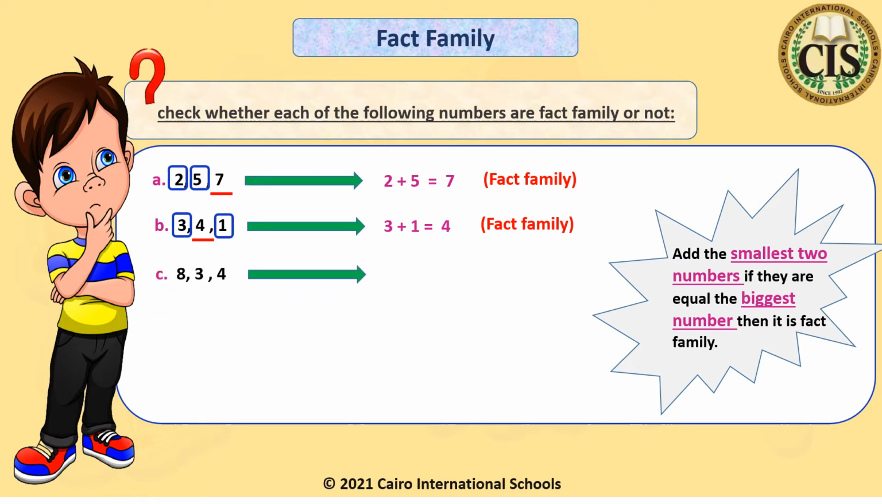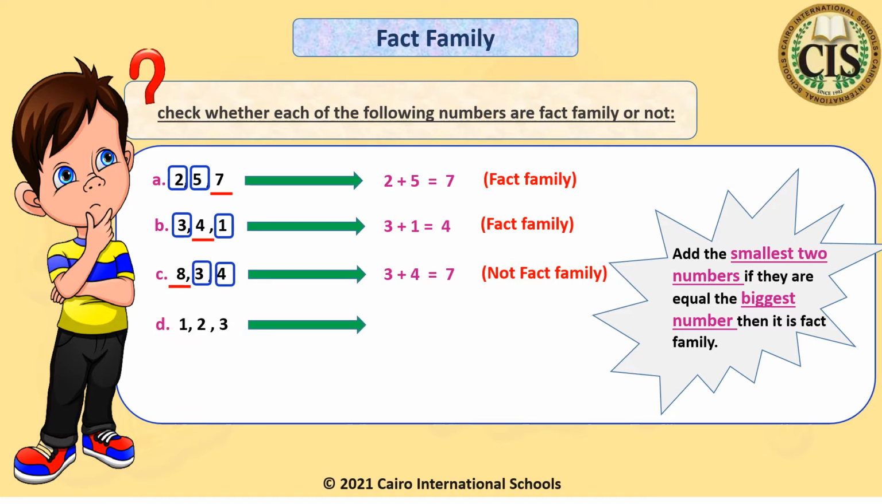The next question, 8, 3, and 4. Look carefully to pick the smallest 2 numbers. The smallest 2 numbers are 3 and 4. Can you add them together? 3 plus 4 equals what? 3 plus 4 equals 7. Yeah, not equal to the biggest number, not equal to 8. So 8, 3, and 4 cannot form a fact family.